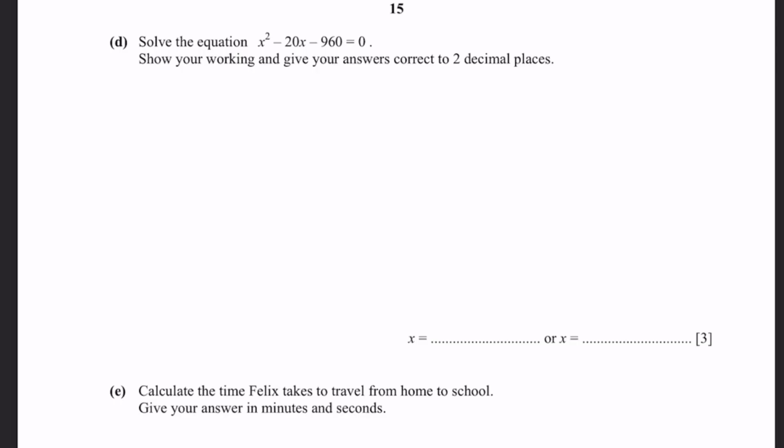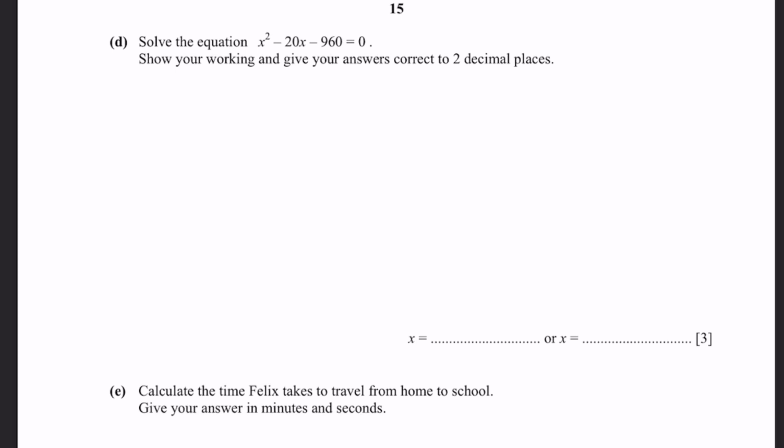Let's move on to part D. Solve the equation x squared minus 20x minus 960 equals 0. Show your working and give your answers to 2 decimal places. Since there's 2 decimal places, we know that we have to use the quadratic formula, since this is probably not going to be able to be factorized.